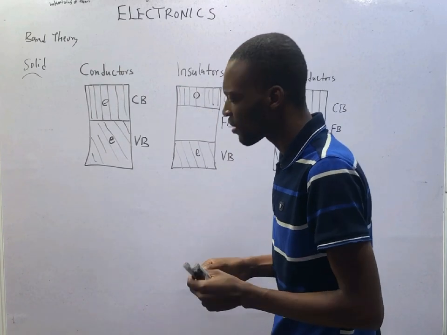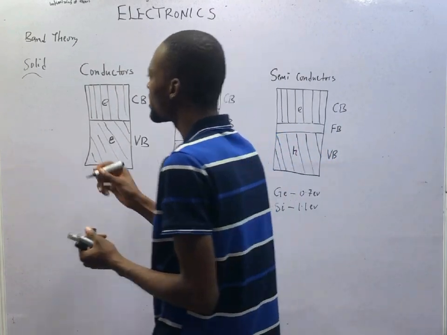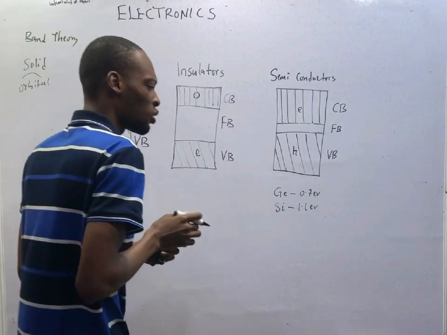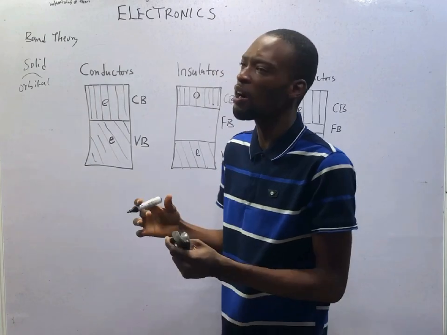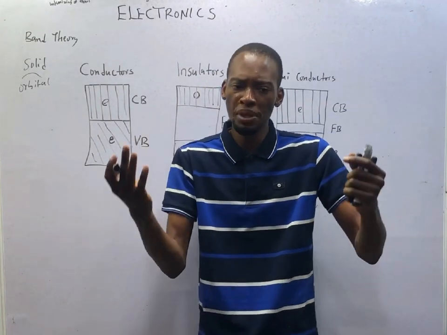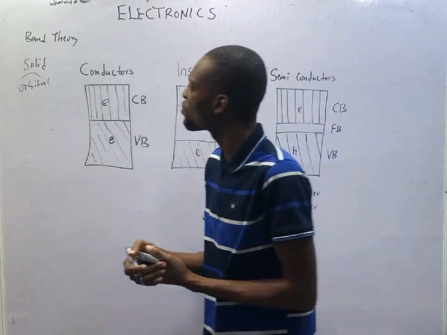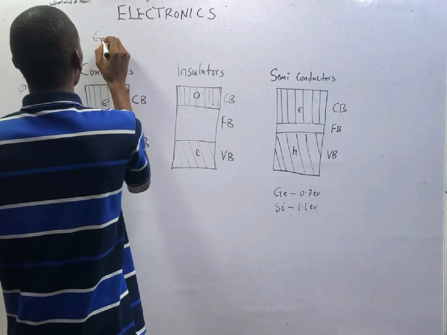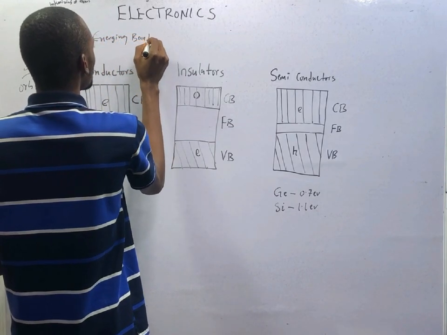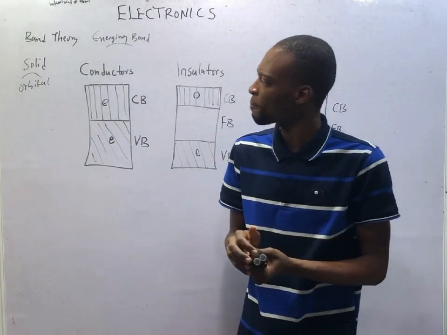Now, since they are close, a molecule can move into the orbital of a neighboring atom, which means there is overlap of orbitals in solids. And that overlap is what forms what you refer to as energy band. Intermixing of orbitals. Now, what is an orbital?